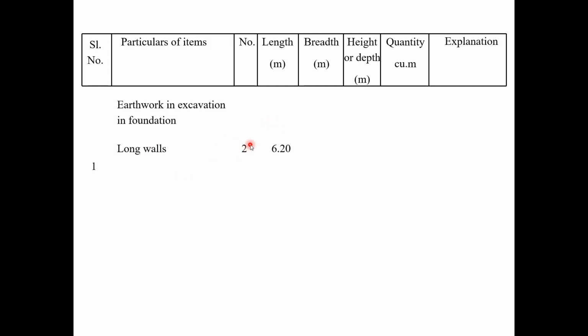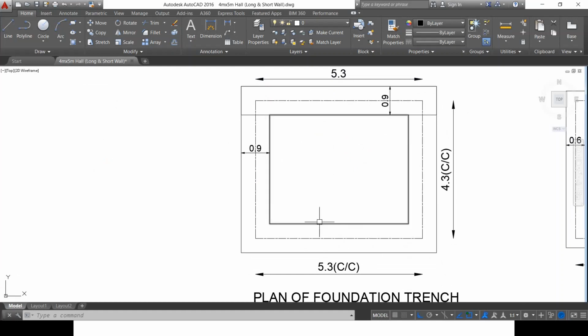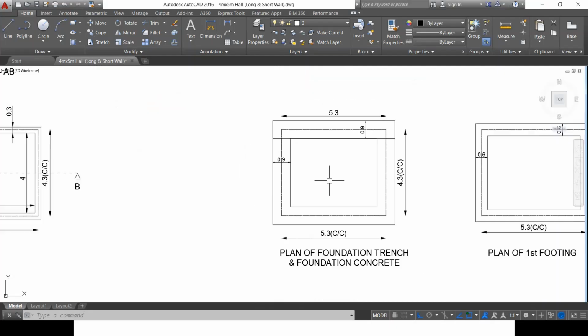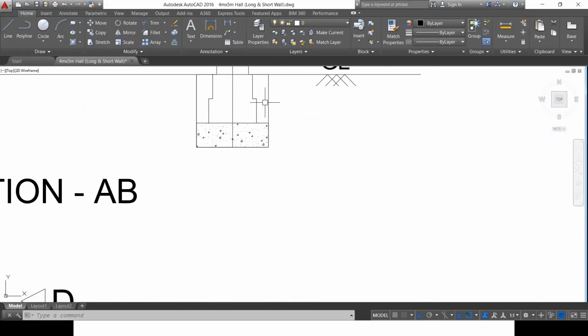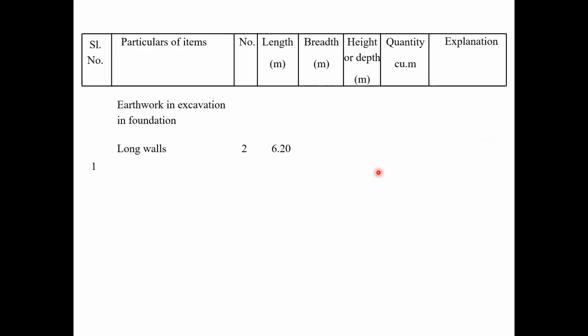Why did I consider two numbers? Because I have one long wall of 5 meter length and another long wall of 5 meter length. Center to center distances are of course 5.3 meters. What is the width? Since I am doing the calculation for earthwork in excavation, I should consider the width of the excavation. What is the total width of excavation I am doing here? This is 0.9 meter.